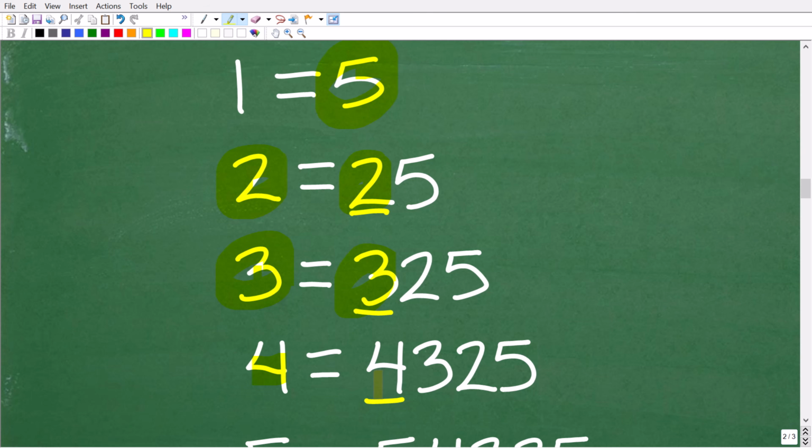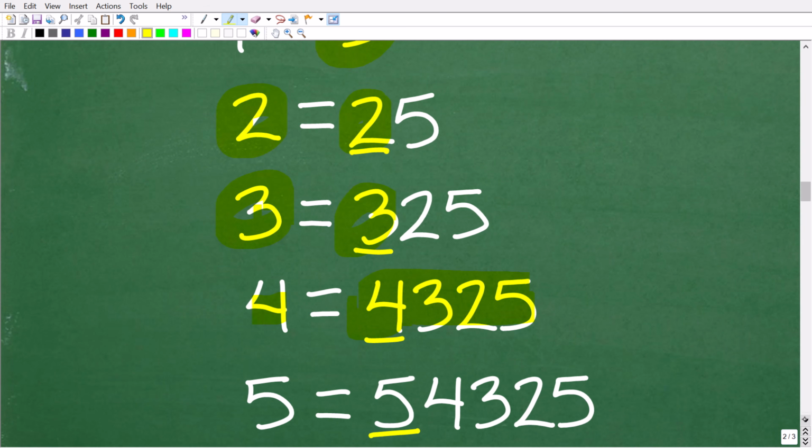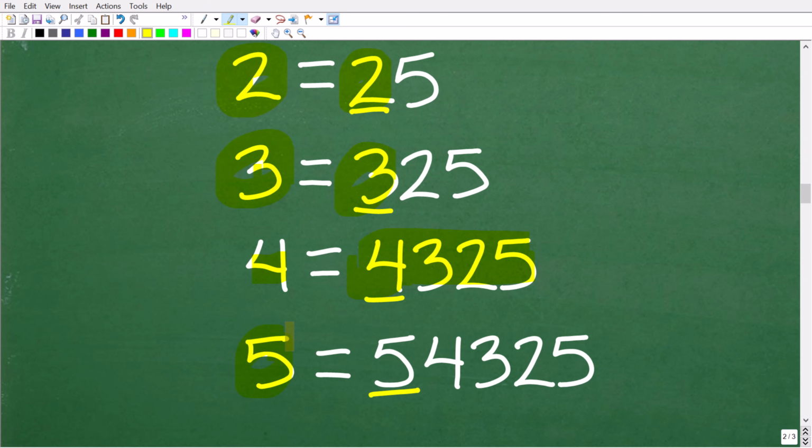So 4 would be what? We're just going to put that 4 in front of the digits of the previous number, which of course is 325. So 4 would be equal to 4325. Okay, so if that's the case, then 5 is going to be equal to what? We're going to put 5 in front of the 4325. So 5 is going to be equal to 54325. Okay, so this is the answer.